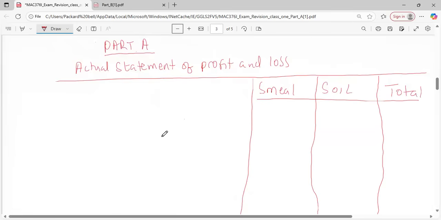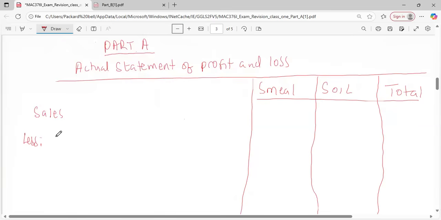So when you are answering your question, you need the actual statement of profit and loss, and you must know that you are also taking into account joint cost, joint products and byproduct. So the first thing that you have is going to be your sales, then you less what are we going to less there? Variable cost.